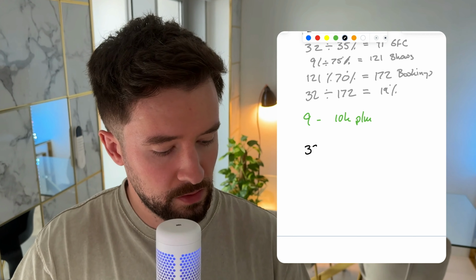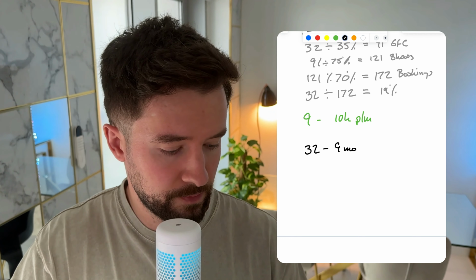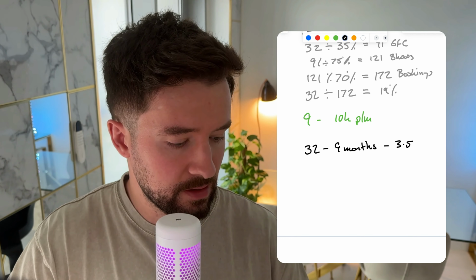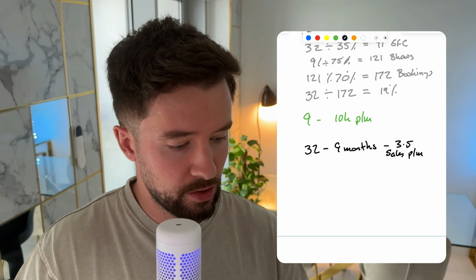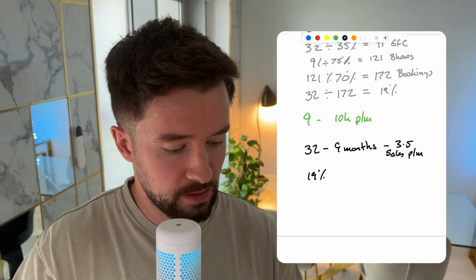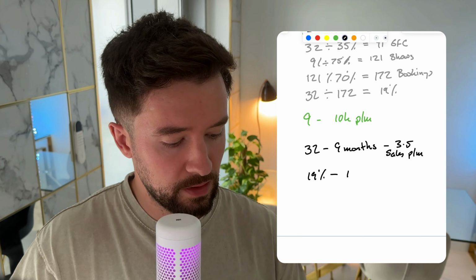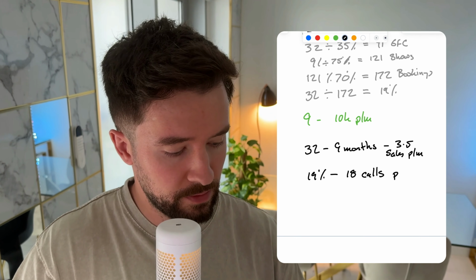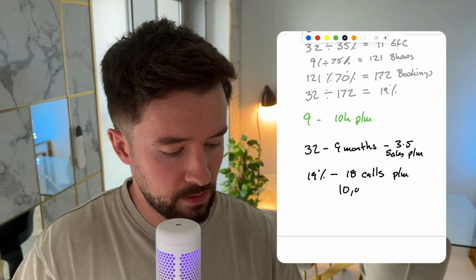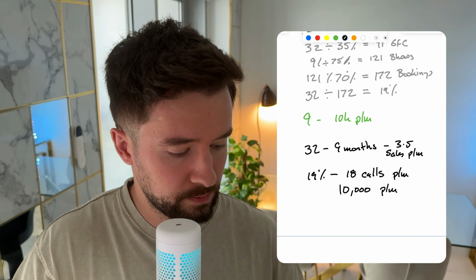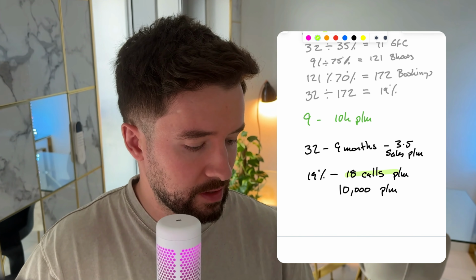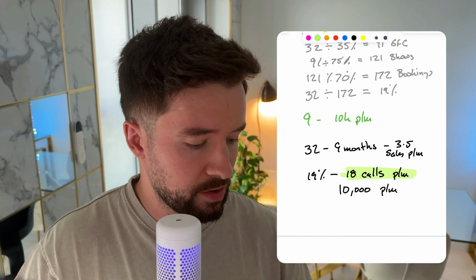So 32 clients in 9 months is 3.5 sales per month. Now we know our booking conversion rate is 19%. So we're going to need 18 calls per month to get to 10 grand per month. Okay? This is kind of what you want to start looking at. I will need 18 calls per month.